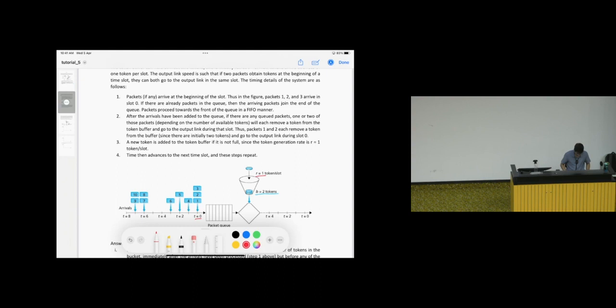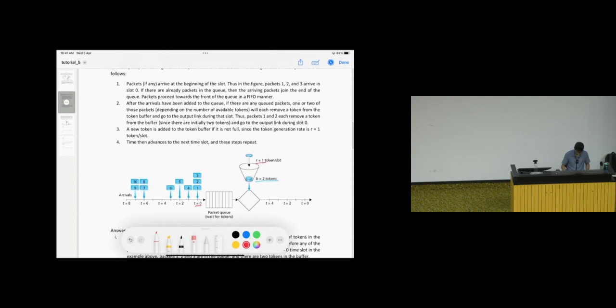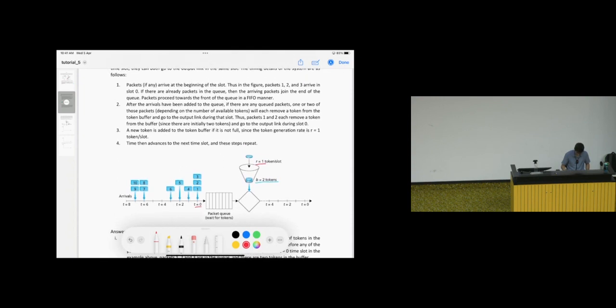And after the arrivals have been added to the queue, if there are any queued packets, 1 or 2 of those packets, depending on the number of tokens available, will each remove a token from the token buffer and go to the output link during that slot. So in the example here, because packets 1 and 2 will be in the packet queue in time slot 0, they will both remove the existing tokens and they will be at the output.